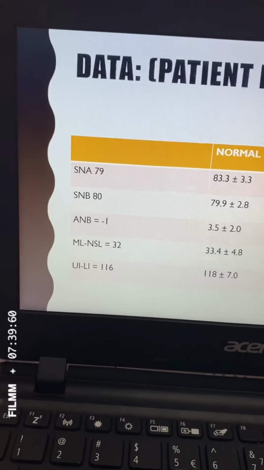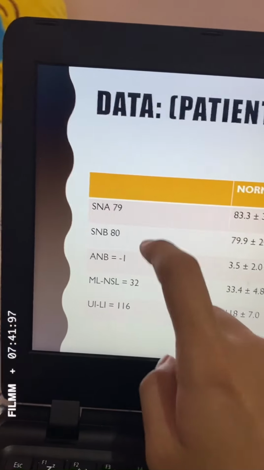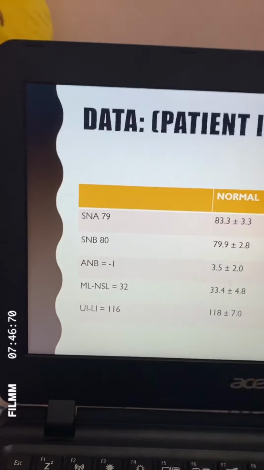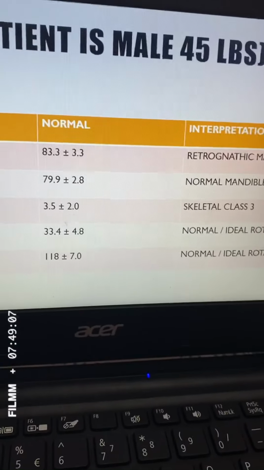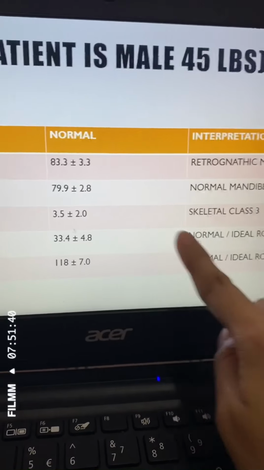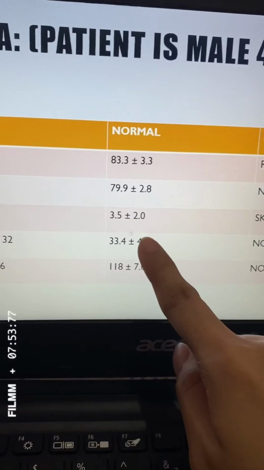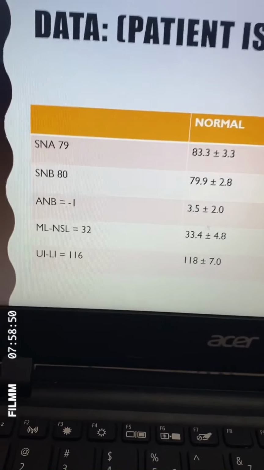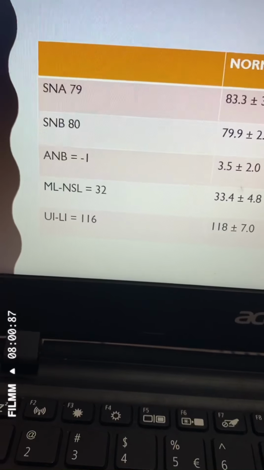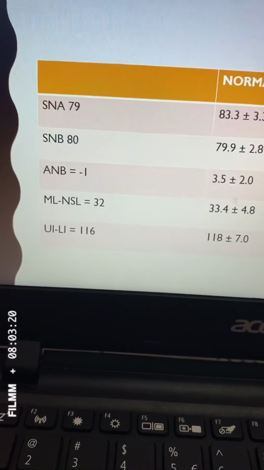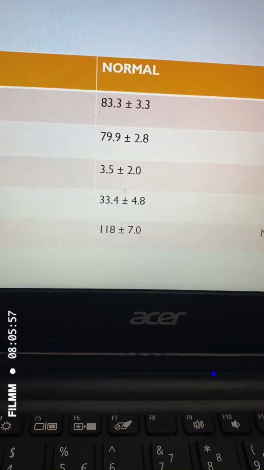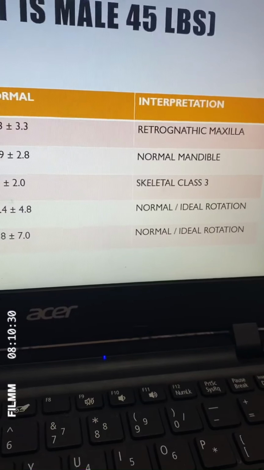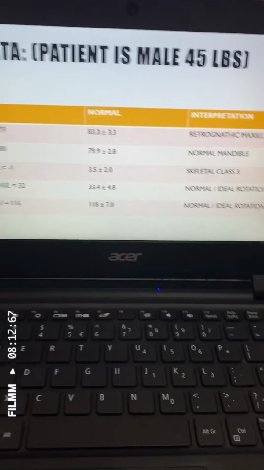Okay, so to get the A and B, all we need to do is to subtract these two. So SNA minus SNB is equal to negative 1. So negative 1 means it has skeletal class 3 tendency. The normal limits is 3.5 plus or minus 2. So the MLNSL or the mandibular plane angle is 32. The normal range is 33.4 plus or minus 4.8. And my interpretation is normal, or it has ideal rotation.